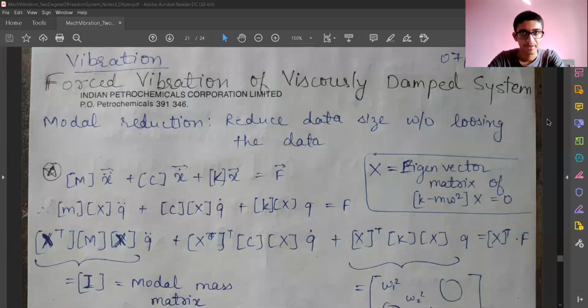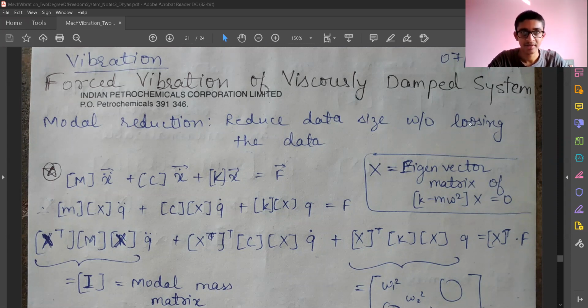Hello everyone. Previously we have seen forced vibration systems and how we can solve those questions. Also, I have clearly mentioned all of the steps, step by step, on how to solve a question using modal coordinates and get back the response in the original coordinates. Now we'll tackle the systems which have dampers in them. So now, forced vibration of viscously damped systems.